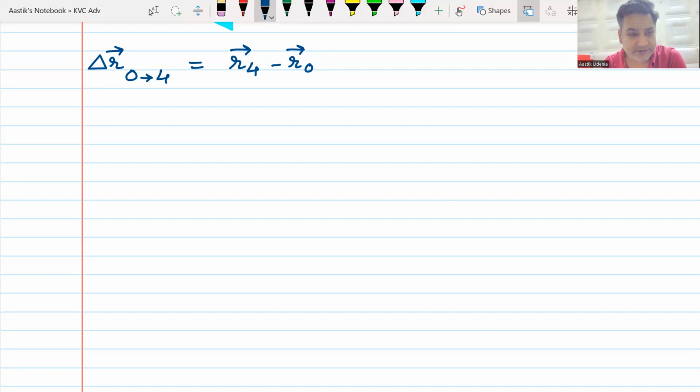At the initial position, when you put the value of t as 0, the position is 0. Now just put the value of t as 4 and you will get the displacement from 0 to 4 seconds. The position at 0 seconds is the origin. Therefore, the position at 4 seconds is the displacement.